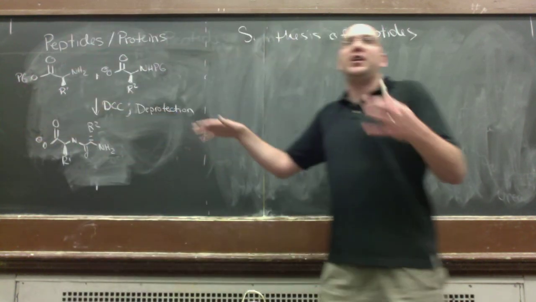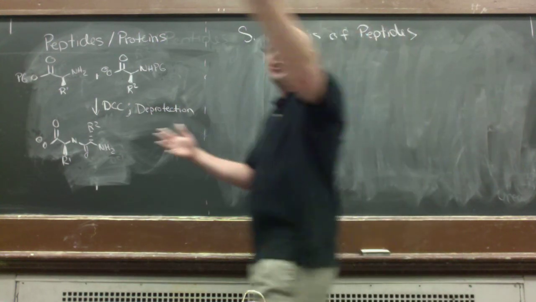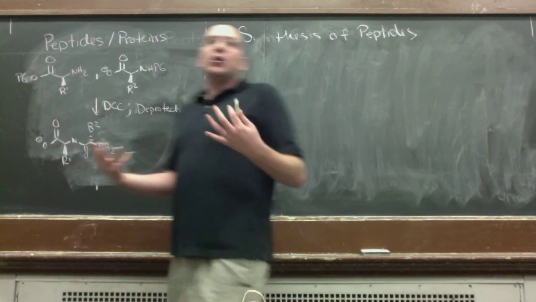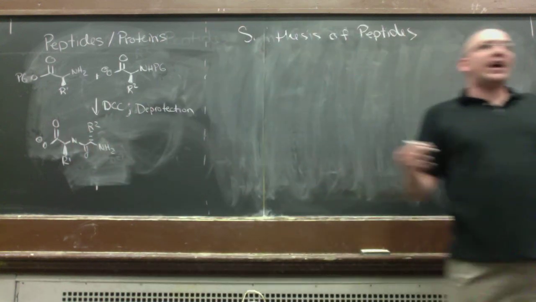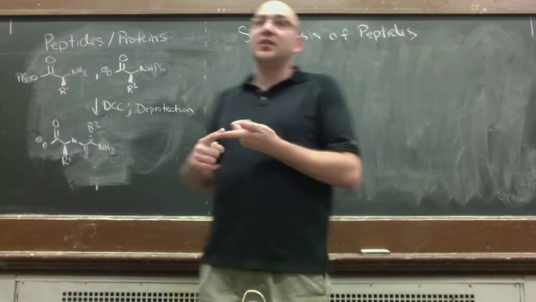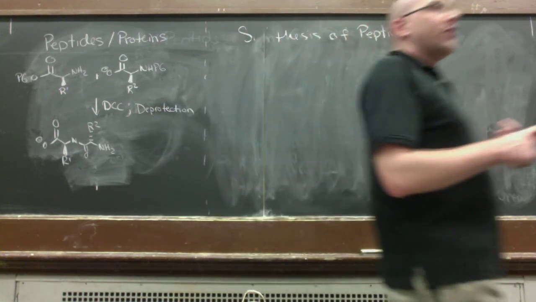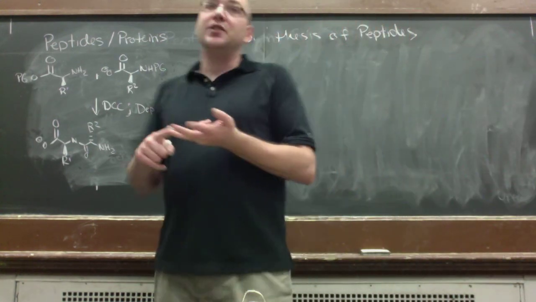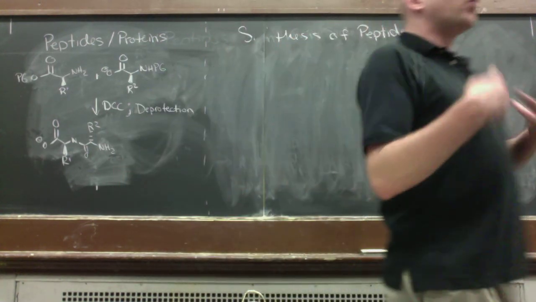So this is where you need orthogonal protecting groups. Or, as what was just brought up, what if I had a side chain that I had to protect? So what I'm going to show you guys today is three different classes of protecting groups. One that you can take off under acidic conditions, one that you can take off under basic conditions, and one that you can take off under hydrogenative conditions. And what I'll show you is how these work in principle.